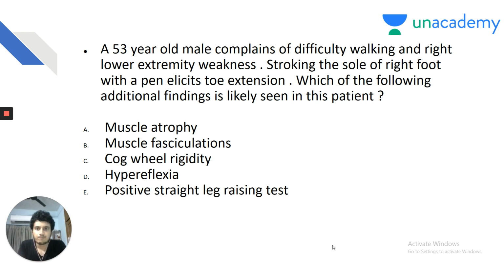Clinical snippet 3. A 53-year-old male complains of difficulty walking and right lower extremity weakness. Stroking the sole of the right foot with a pen elicits toe extension. Which of the following additional findings is likely to be seen in this patient? Option A, muscle atrophy. Option B, muscle fasciculation. Option C, cogwheel rigidity. Option D, hyperreflexia. And option E, positive straight leg raising test.